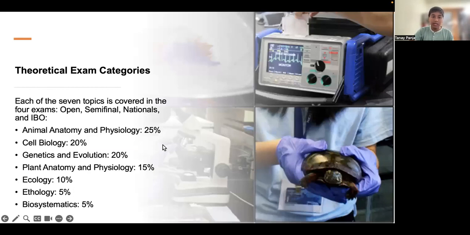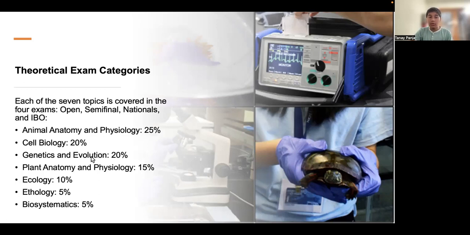So here are the exam categories for the theoretical exam. And this is for the open, semifinal, nationals and even the International Biology Olympiad. So the biggest category is animal anatomy and physiology. This explores the structure of organ systems as well as how they work. And this is not just limited to mammals like humans, but also to insects, for example, and how they feed and the different organ systems they use.